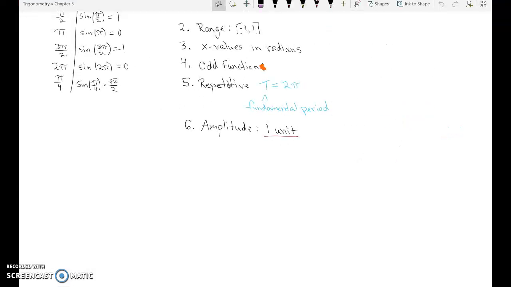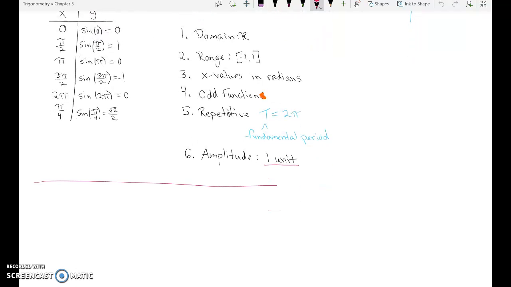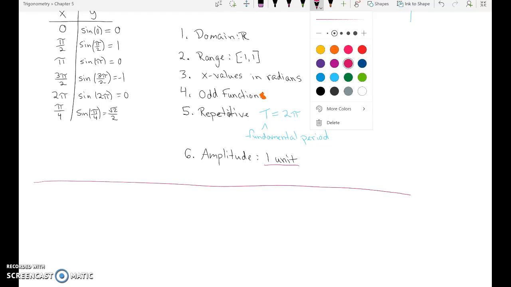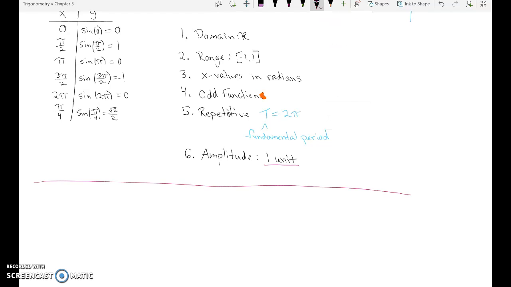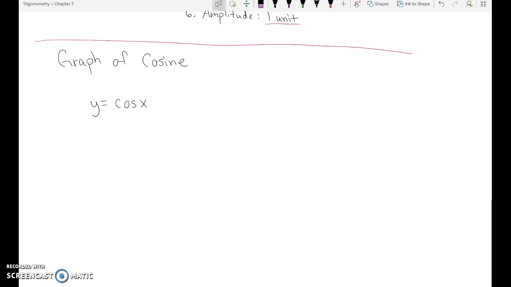All right, so now that we've graphed our sine function up here, I would like to graph the cosine function. So let's go ahead and move on to cosine. So, graph of cosine. We'll take y equals cosine of x. I'm going to do the same idea that I did with my sine function, and I'll go ahead and draw my x and my y axis.